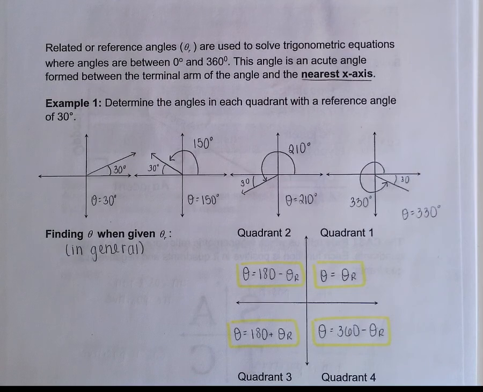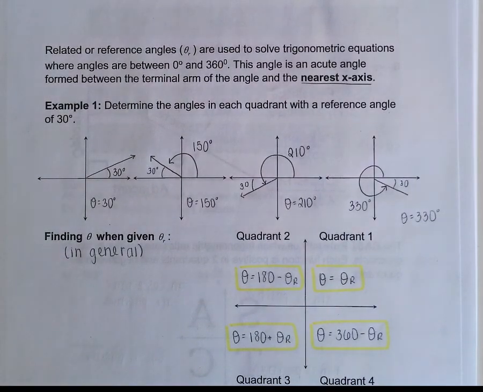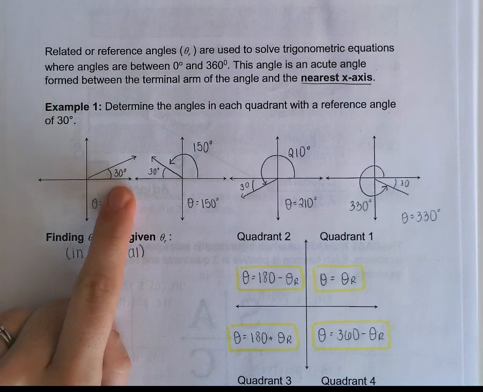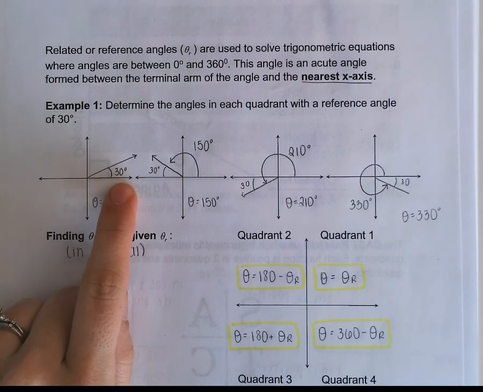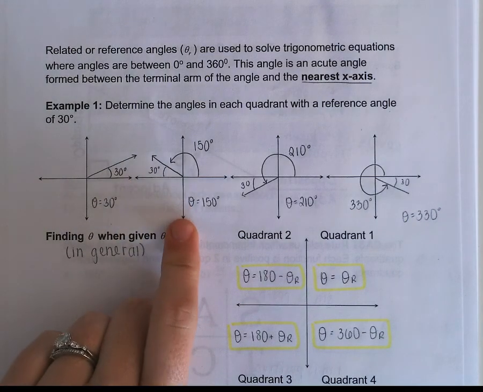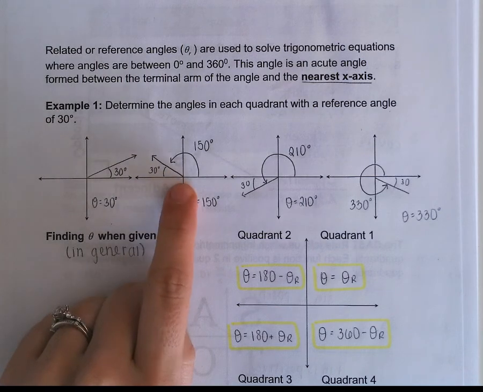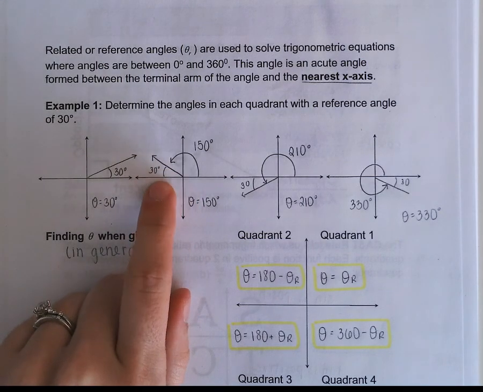Now, also in grade 11 PreCal, you learned about reference or related angles. These are used to solve equations for all the angles between 0 and 360. A reference angle is basically an angle that's made up of a terminal arm and the nearest x-axis. For example, if I have a reference angle of 30 in quadrant 1, it's just an angle equal to 30. But in quadrant 2, a reference angle of 30 means I'm going 30 degrees from the nearest x-axis.